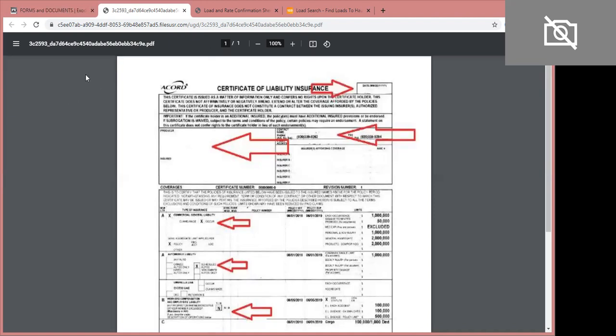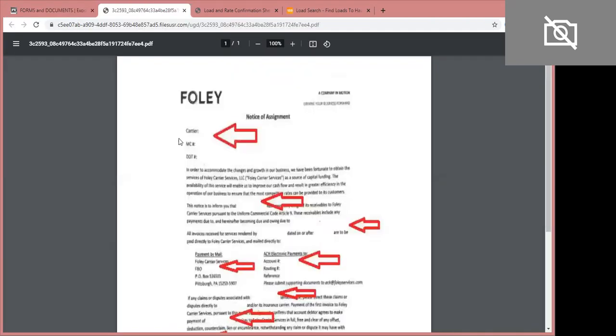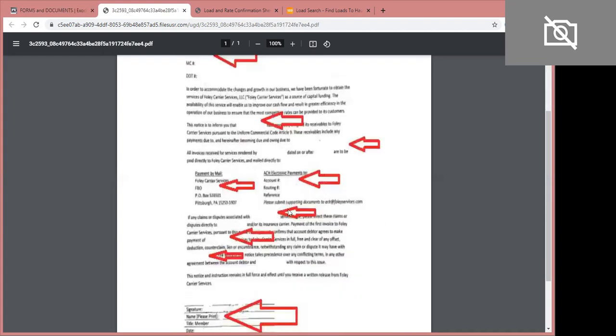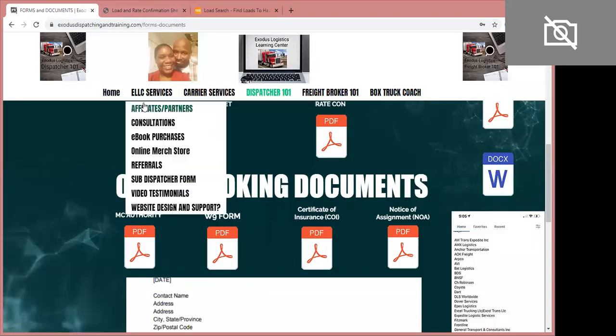So that's the third form. So you've got the MC authority letter, the W-9, a certificate of insurance, and then the last form is the notice of assignment. If ABC Trucking has a factoring company, then when you got the carrier set up with a dispatch agreement with your dispatching company, they sent you a blank notice of assignment form that you're going to send to the broker, and the broker's going to fill all this out to have a credit check done on that brokerage by the factoring company to make sure that they are, quote unquote, factorable. And then the factoring company will let the carrier know whether they're factorable or not.